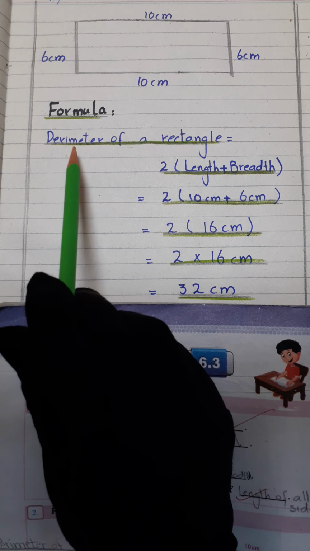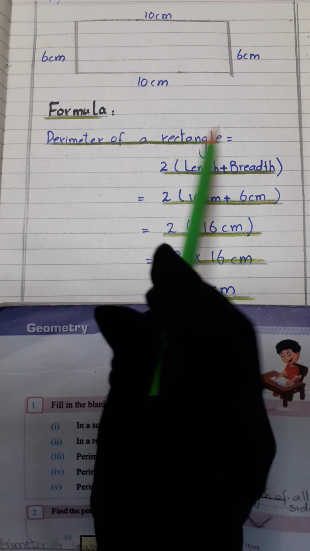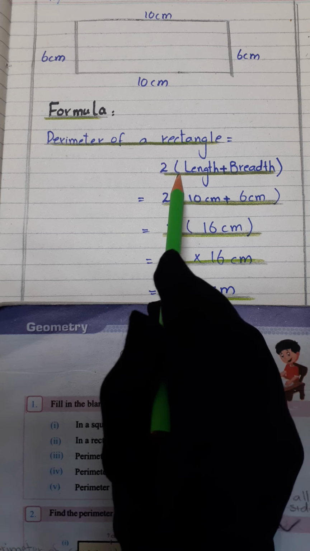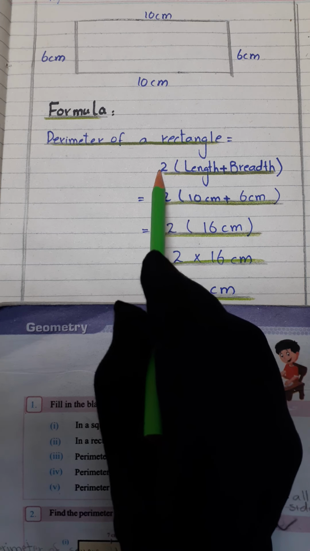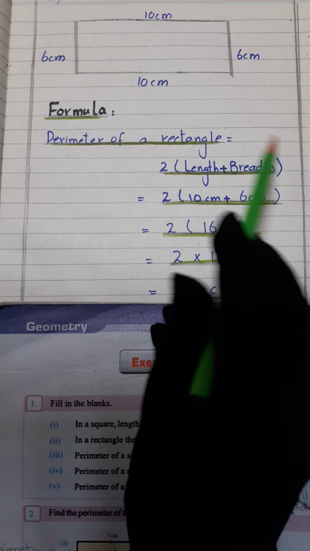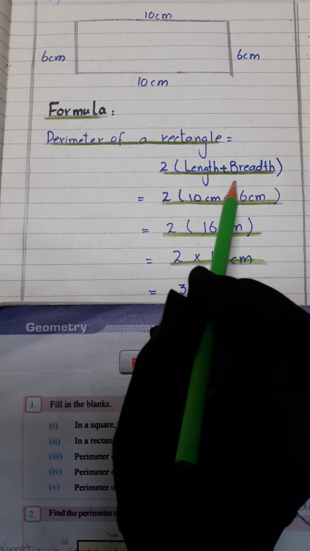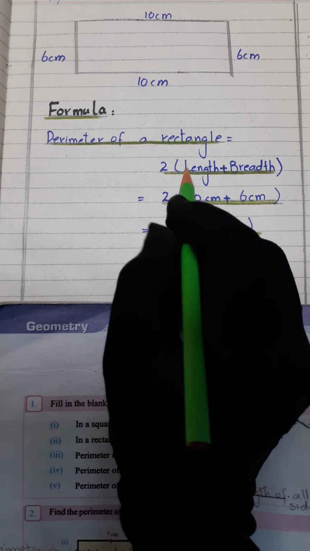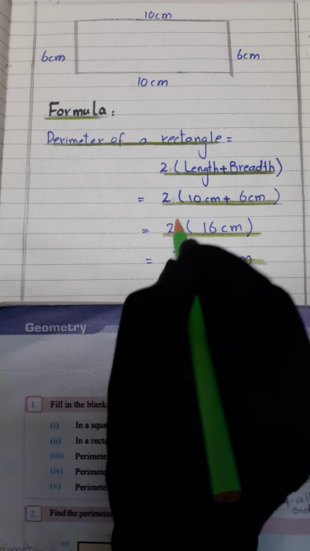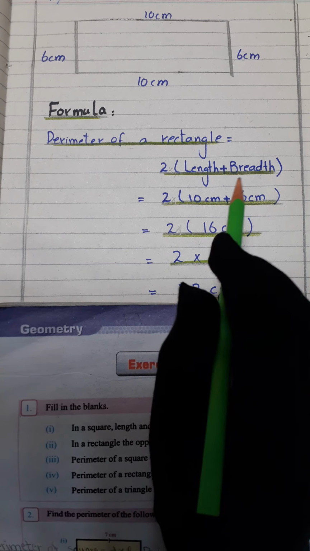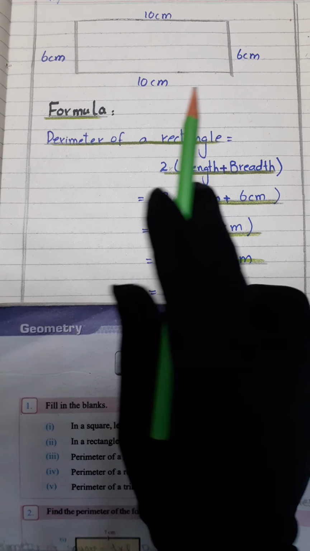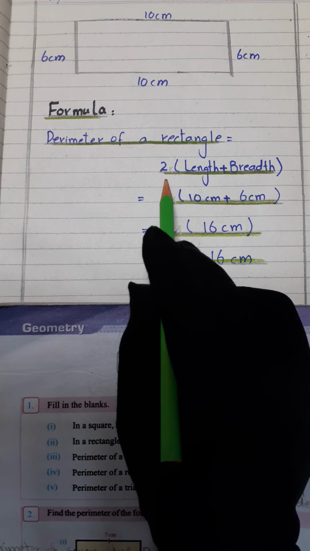Okay. Perimeter of a rectangle is equal to, the formula is 2 into, this is a small bracket, which means multiply, 2 into length plus breadth. Okay, we close this length and breadth in small brackets. If you just put a multiply sign here, it's also correct for you. Okay, just like this.